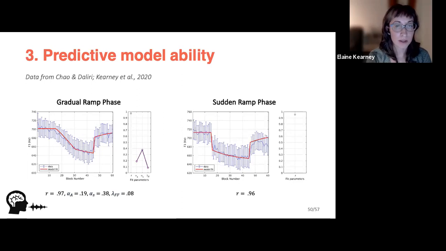In the first one, there was a gradual ramp phase, and in the second condition, there was a sudden ramp phase. So instead of a gradual and linear introduction of the perturbation, it just came on at the full 30% value and was held on for the rest of the whole phase before being removed. What we wanted to do here was first fit the model to data from one condition, extract the optimized parameters, and then use those parameters to fit the model to the second condition.